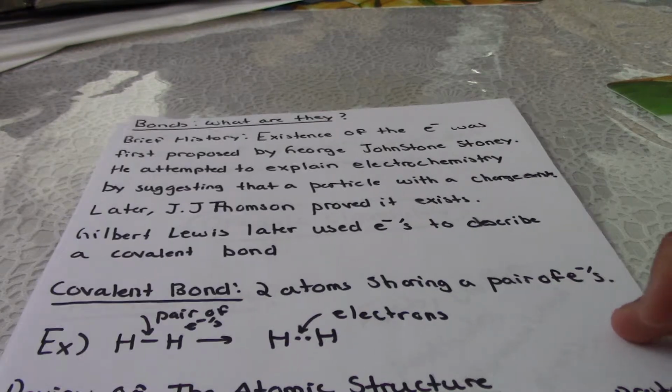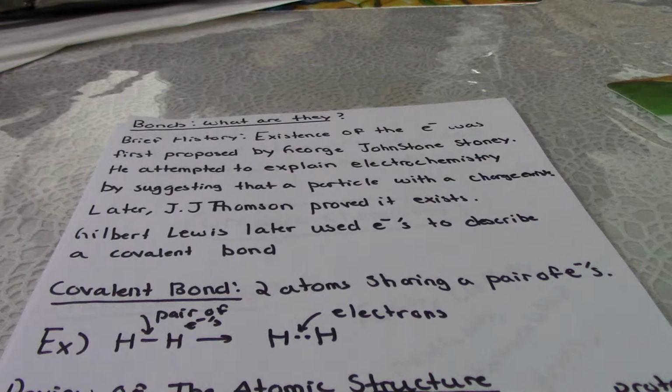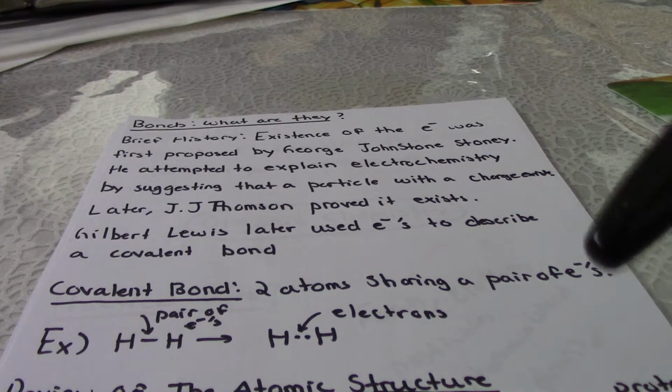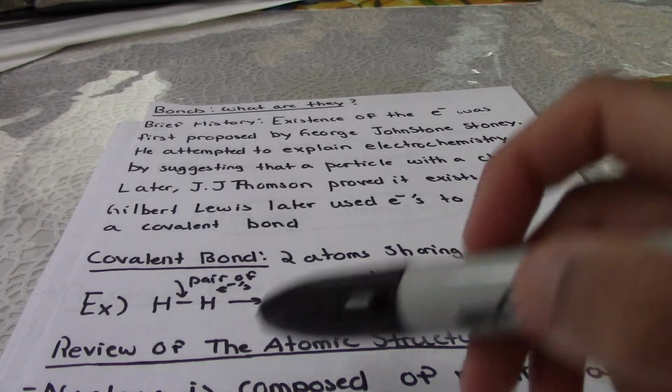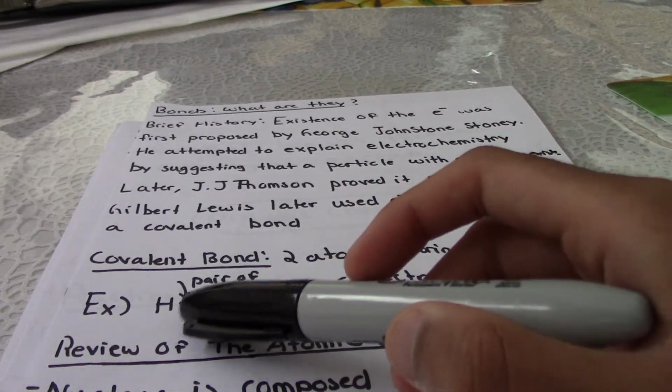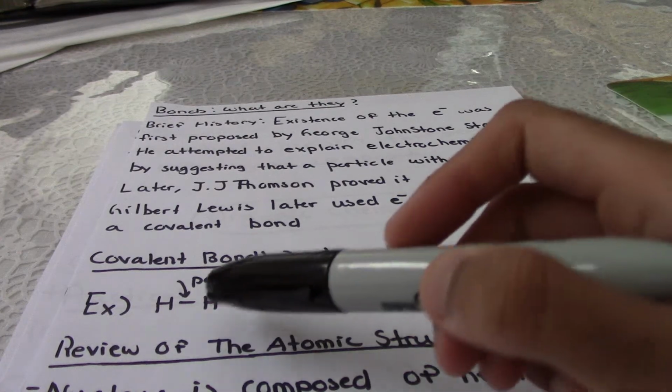A covalent bond is very important. So that's why I want to start off with a covalent bond. A covalent bond is when two atoms share a pair of electrons. So for example, I have this H, and this dash represents a bond, as we talked about before, to an H.